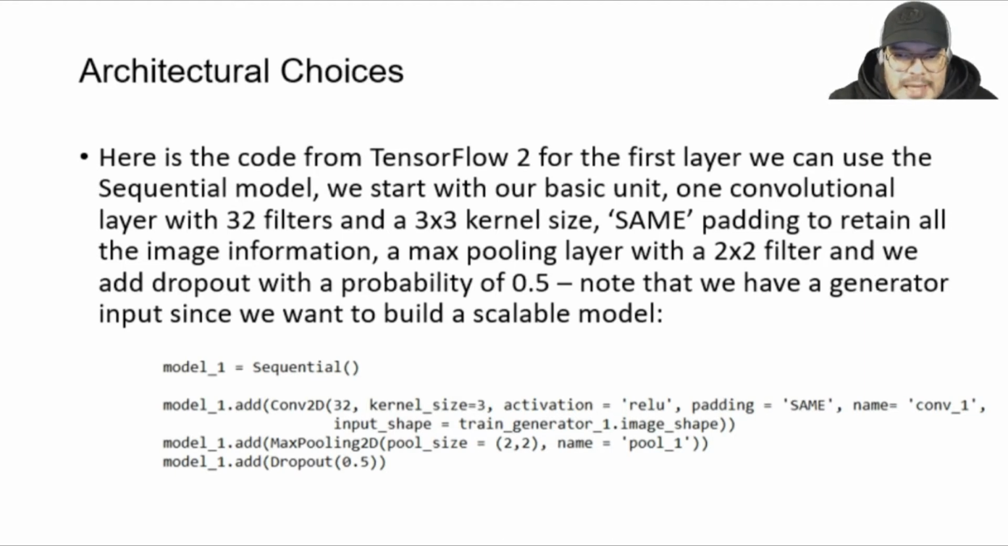We start with our basic unit, one convolutional layer with 32 filters right here, a 3x3 kernel size, same padding, so we don't lose any of the information from the image. And then we could add a max pooling 2x2 and standard dropout at 0.5 probability. And note that we have a generator input because we want to build a scalable model.